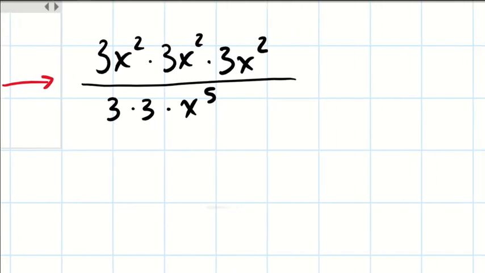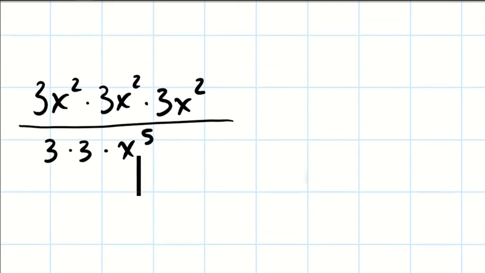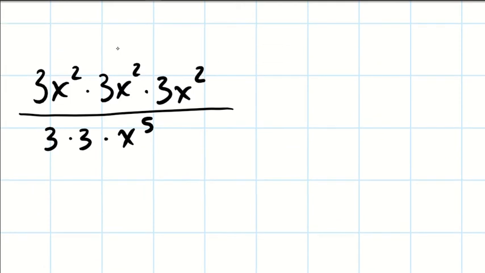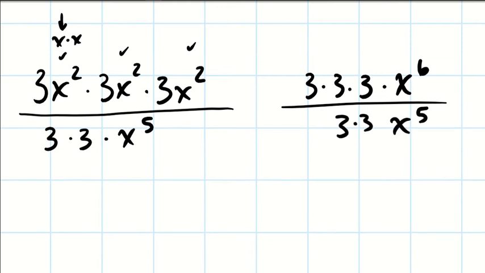Now, if I move forward another step, I could choose to go ahead and write all these out. Each one of these x squareds contains 2 factors of x. That's an x times another x. But I can also just count them. I have 1, 2, 3, 4, 5, 6. So I have 6 factors of x. So I could write this as 3, 3, 3, and then x to the sixth power. And then on my denominator, I've got 3, 3, and I've got x to the fifth power.